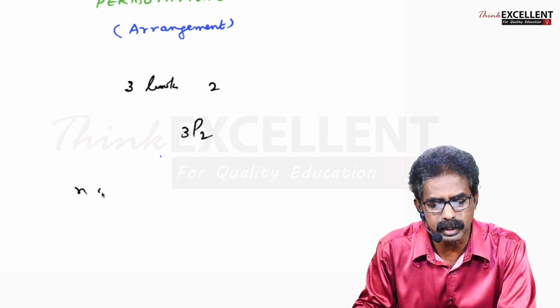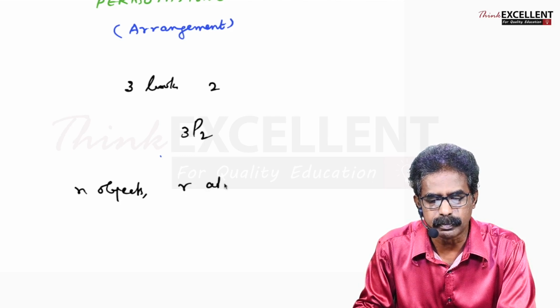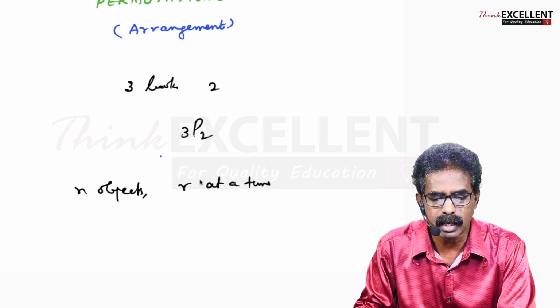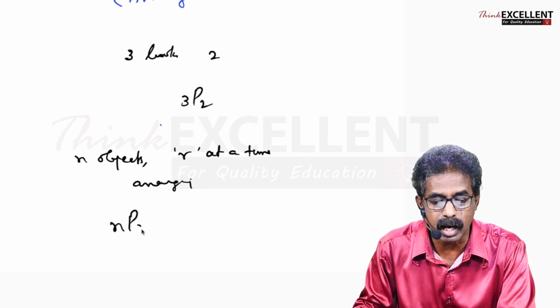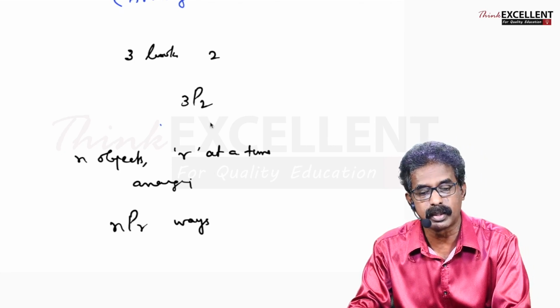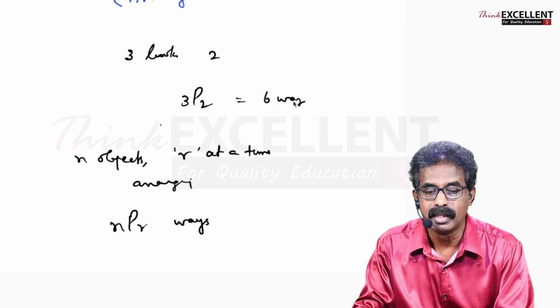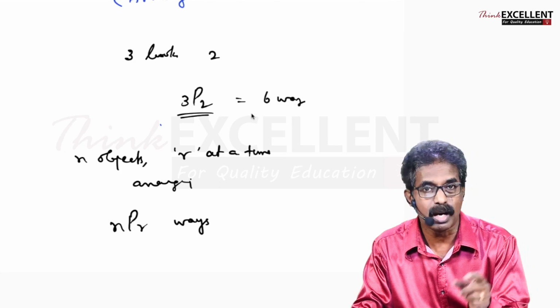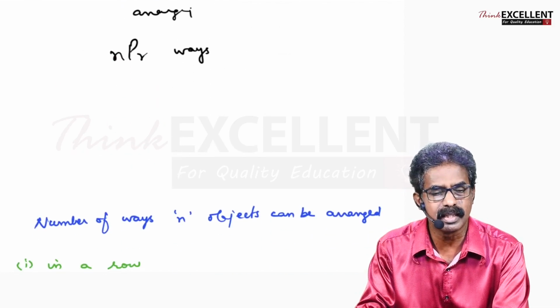Suppose there are n objects. You are taking r at a time and you are arranging. Then it can be done in nPr ways. In the previous one, 3P2, hope you're remembering, 6 ways you got it, right? So 3P2, the value is 6. How we got 6? That we will study. Some small example, you can write and see that.